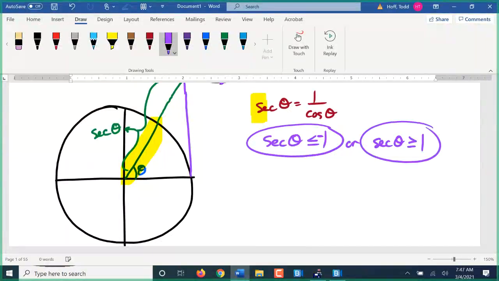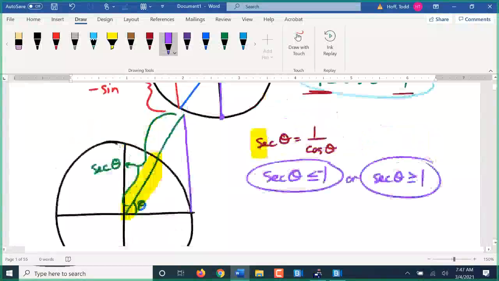So the secant of an angle can't be between -1 and +1. It has to be outside of there. It has to be either smaller than -1 or larger than +1. In other words, the absolute value, the length of the secant, has to be 1 or more.